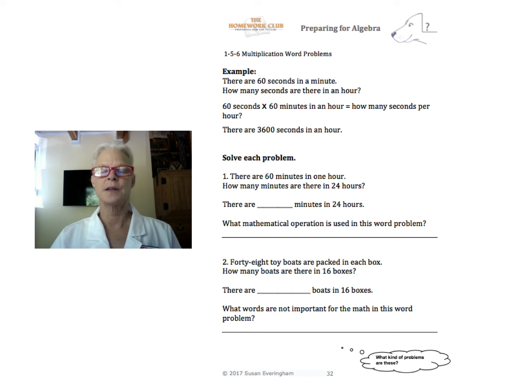There are 3,600 seconds in an hour. So solve each problem below. There are 2 of them. Again, the answers are in the back of the book. Got one more page in this section.